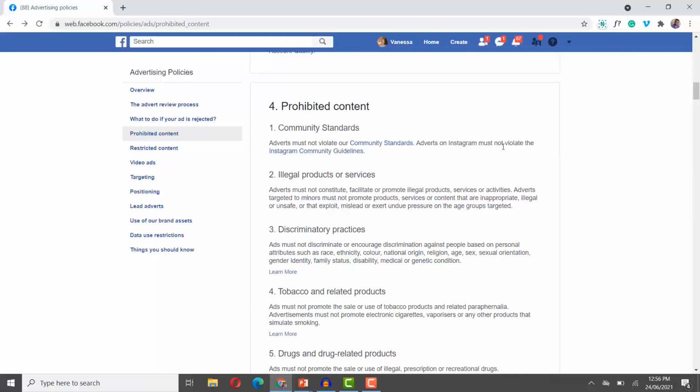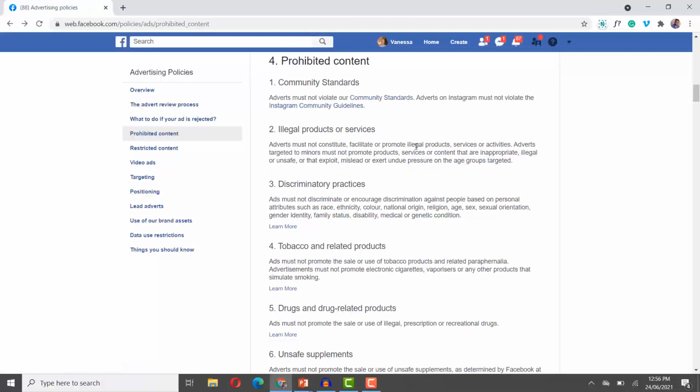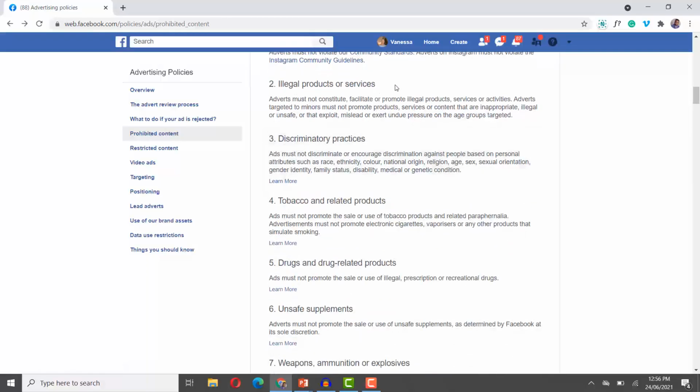Okay, we talked about community standards in the previous lesson. Adverts on Instagram must not violate Instagram guidelines. Adverts on Facebook must not violate the community standards. Okay, now we have illegal products or services. Adverts must not constitute, facilitate, or promote illegal products, services, or activities.